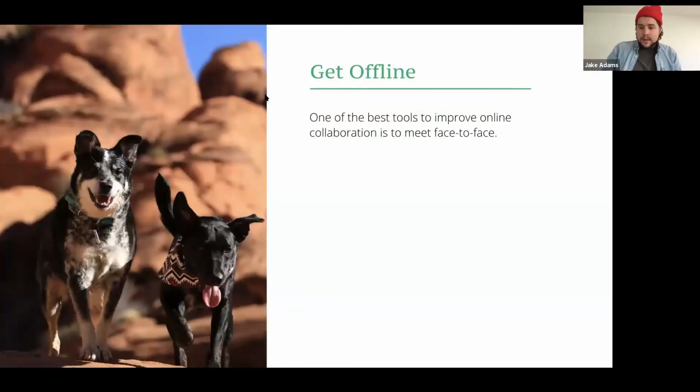And then the last principle I have is to get offline. One of the best tools to improve online collaboration is to meet face-to-face. There's something special that happens when you meet in the physical world. You realize that person on the other side is actually a collection of atoms. They're a real person. Some surprising things, like when you meet somebody for the first time, you realize the difference in their height, which isn't always indicative via video conferencing. So that's always a fun thing.